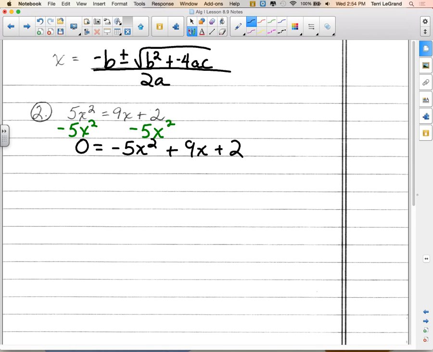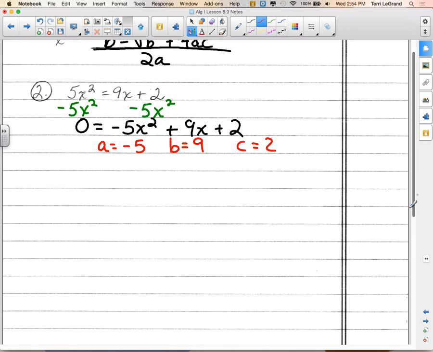Now, if you move the other 2 over to that side with the 5x squared, your A is going to be positive 5, your B is going to be negative 9, and your C is going to be negative 2. But it doesn't matter. It's okay. You just won't be able to follow along with us. So, do your A, B, C. And you got your quadratic formula written down up there, so you don't need to write it again. Go ahead and do your substitution step next.